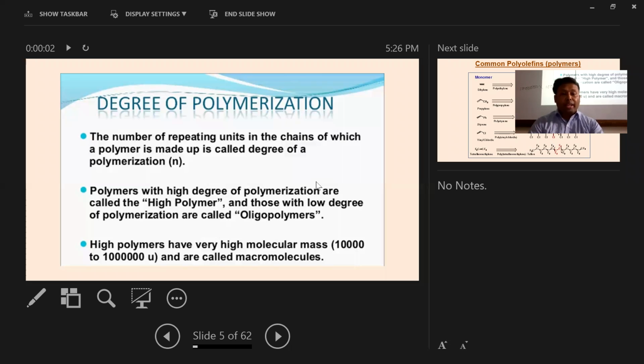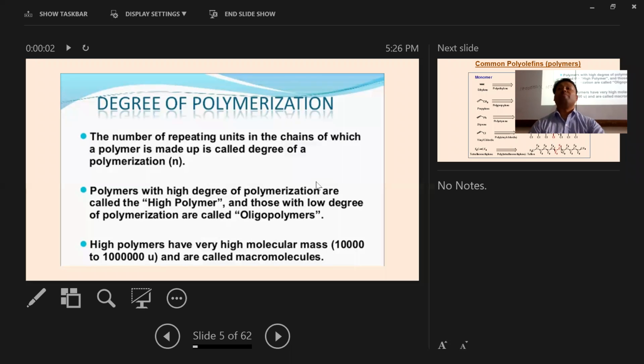High polymers have very high molecular mass, 10,000 to 1 million atomic units, and are called macromolecules. Macromolecules are molecules which are very large.